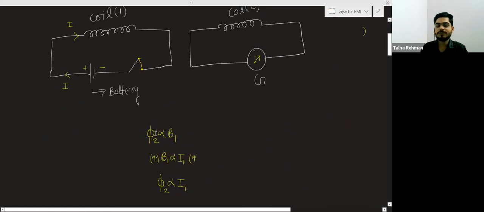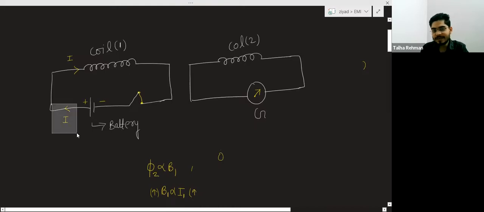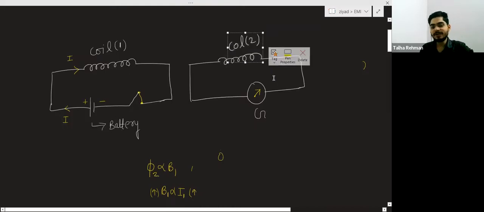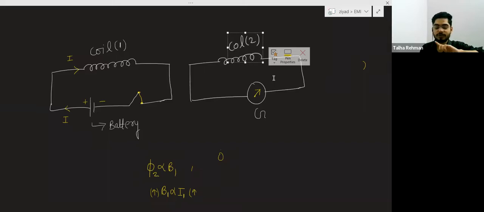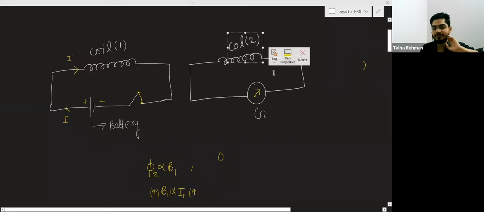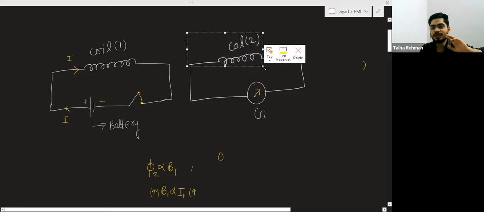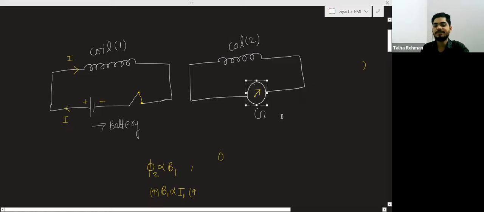So what is phi 2? Phi 2 is the magnetic flux linked with coil 2. On increasing the current, the magnetic flux is increasing here, and this change in magnetic flux will produce an induced EMF. Due to that induced EMF, there will be an induced current. That is why there is a deflection in the galvanometer.